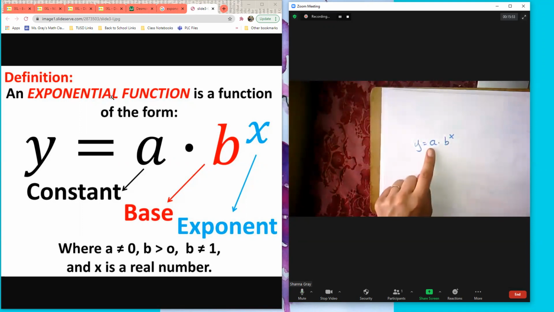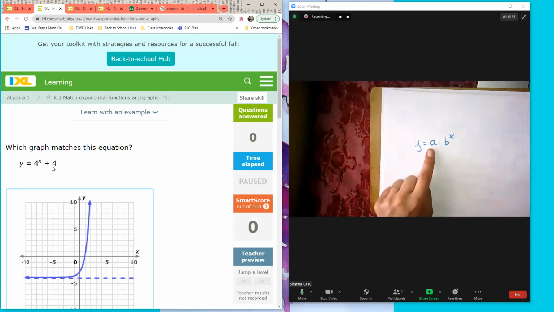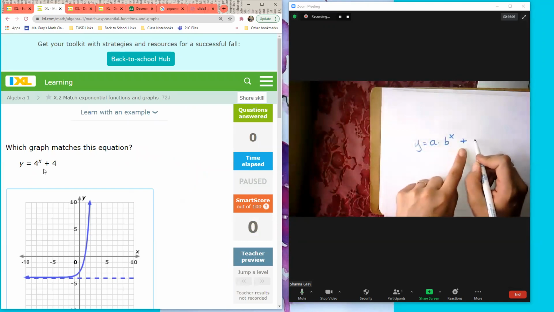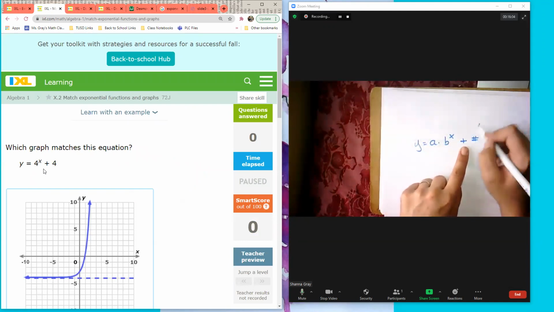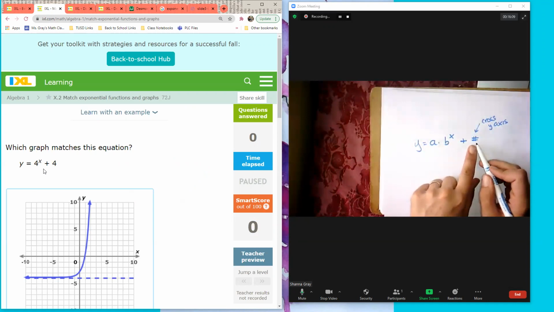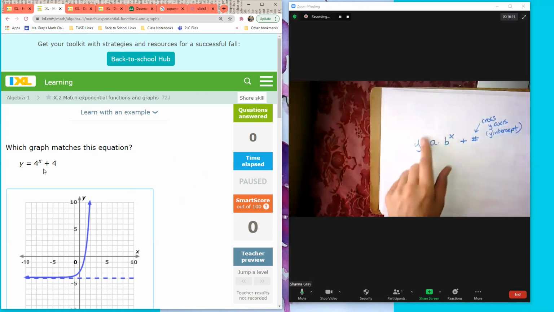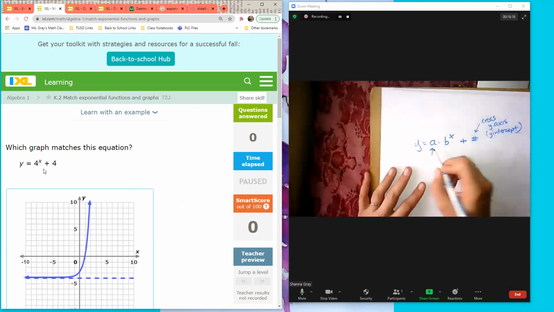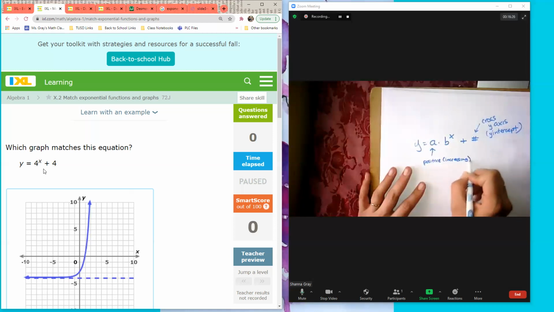Here, when you're matching, you'll notice like on this, it has a plus at the back. And so that plus, if you add a number here, like a plus whatever number, that's going to make it cross the y-axis at this number. So this is like the y-intercept when you add or subtract a number to the back of this format. And then this number also tells you which direction it goes. If it's positive, it's increasing. But if it's negative, then you're going to have a graph that's going down or decreasing. So this also affects the direction it's going.